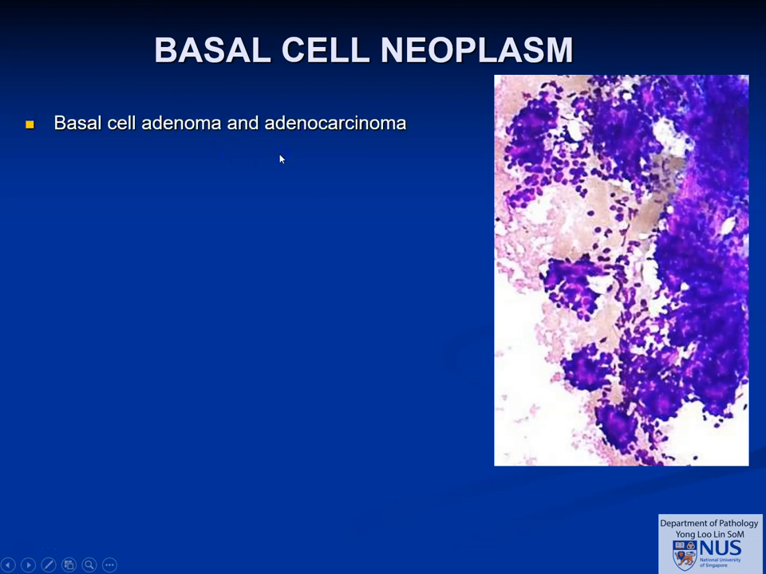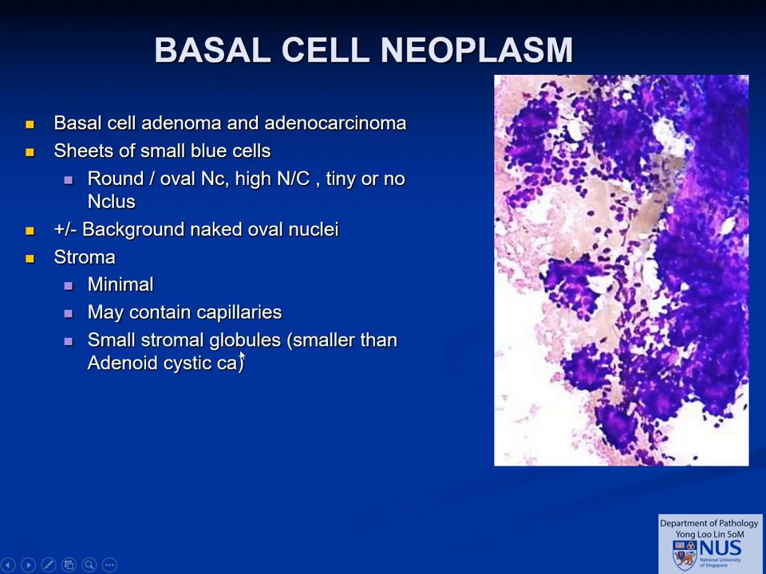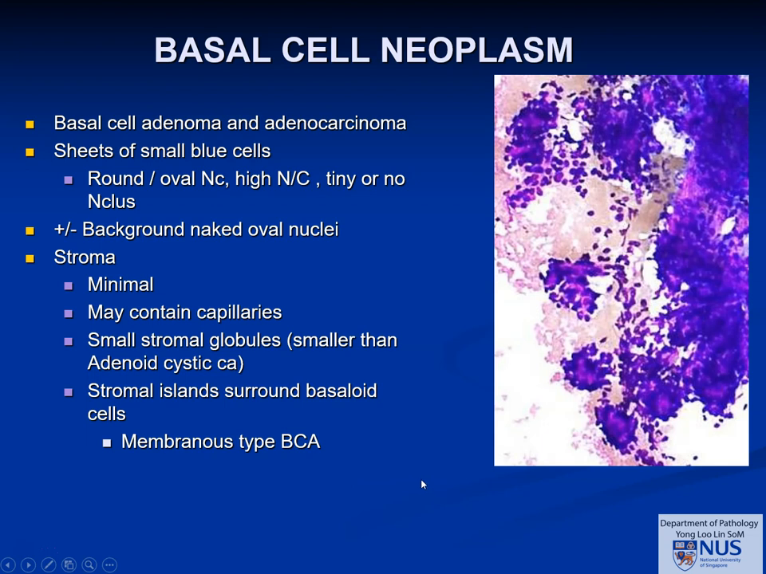So for basal cell neoplasms, this refers to adenoma and adenocarcinoma. We often see quite tight, cohesive sheets of small blue cells, which are very basaloid, with oval nuclei and high NC ratios. There may be naked oval nuclei in the background. In terms of stroma, it can vary. It's often minimal, and you may see small stromal globules if you look hard enough, or sometimes islands of stroma that rim around sheets of basaloid cells, especially in the membranous type of basal cell adenoma.